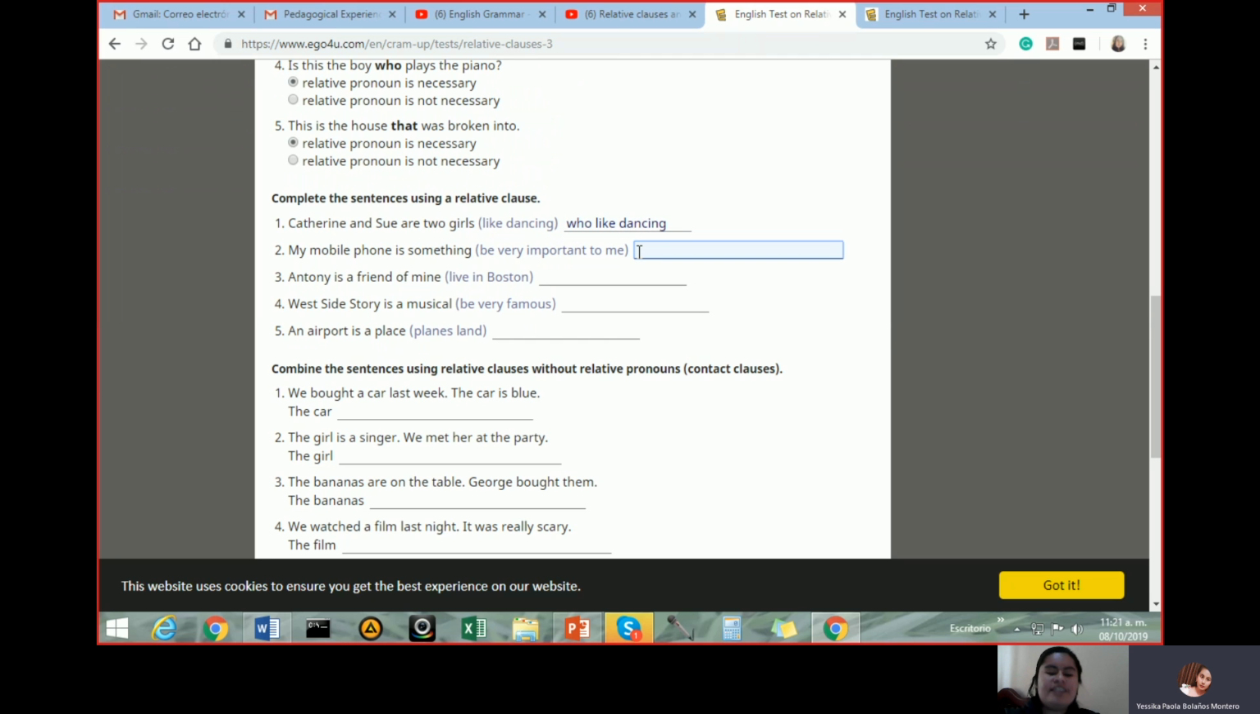Okay, in this first sentence that you created, what is the translation? Okay, teacher, the first? Yes. Caterina and Sue son dos chicas quienes les gusta bailar. ¿Quiénes les gusta bailar? Yes, very good. Okay, because they are people.